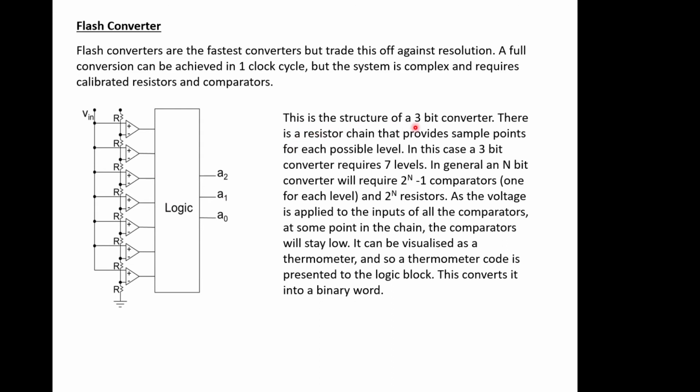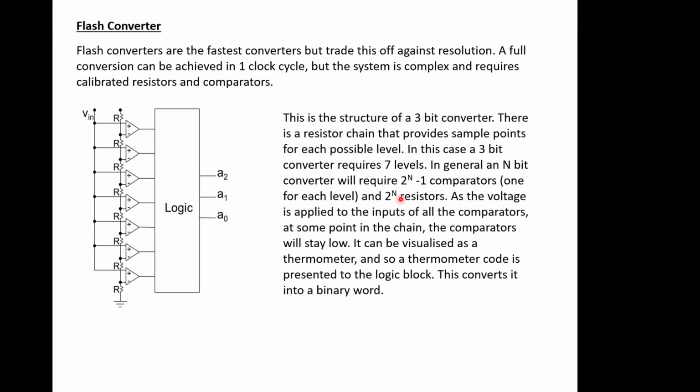So this is the structure for a 3-bit converter. There's a resistor chain that provides sample points for each possible level, as I've just explained. And a 3-bit converter requires 7 levels to give us our total 3 bits of resolution. So in general, an n-bit converter will require 2 to the n minus 1 comparators, one for each level, and therefore 2 to the n resistors as well. And the resistors have to be the same as each other.